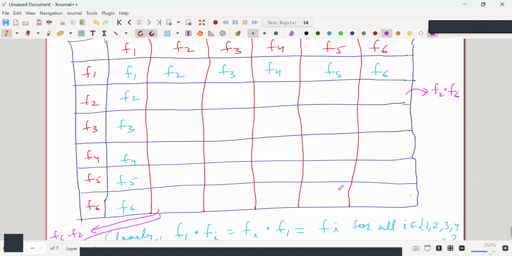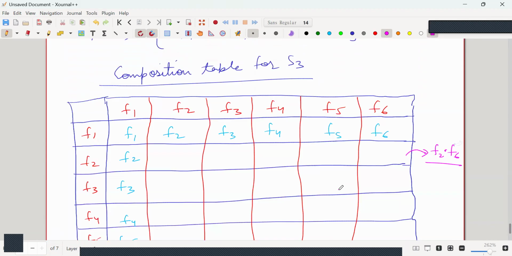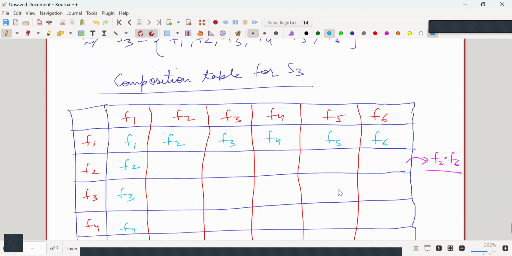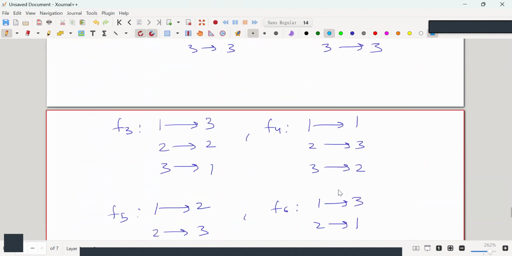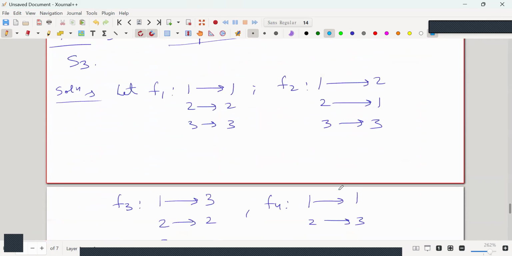So that you are not confused about which side we are operating from. Now, what is F2 times F2? F2 is the element which maps 1 to 2. So we are applying F2 over F2. So 1 maps to 2, then where 2 is mapped, 2 is again mapped to 1.